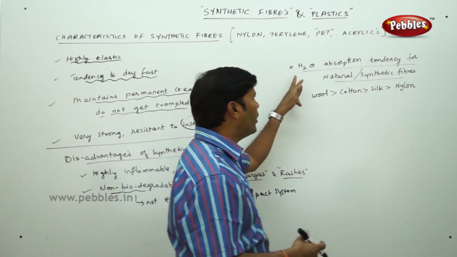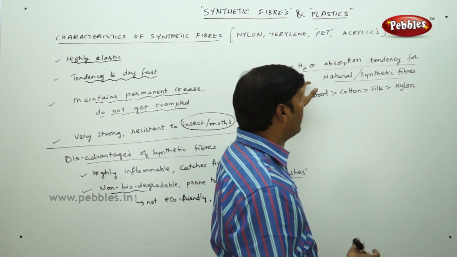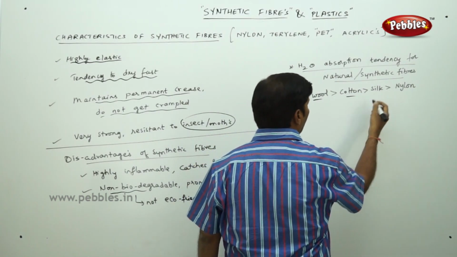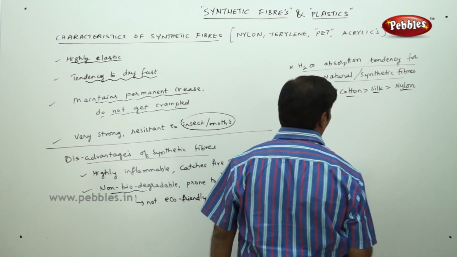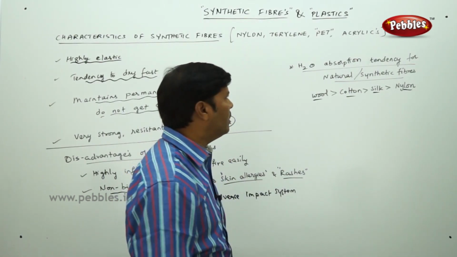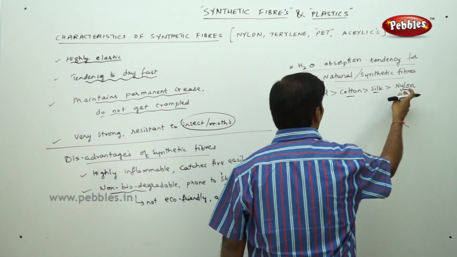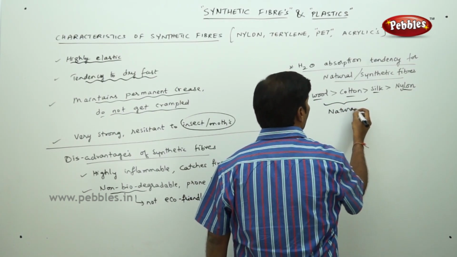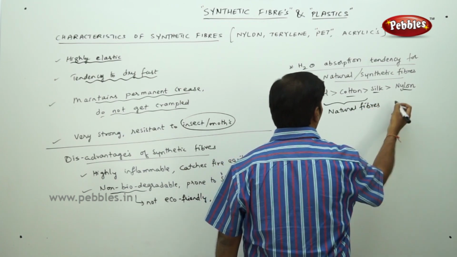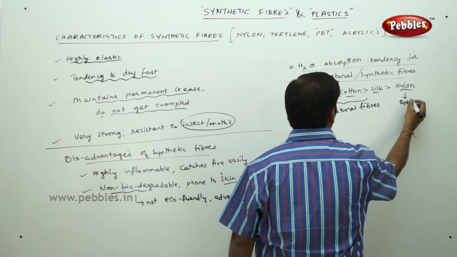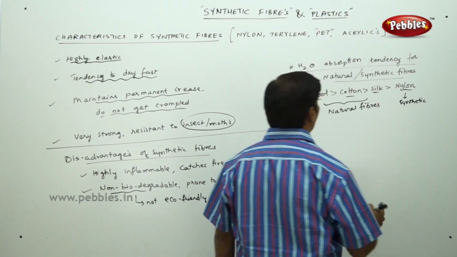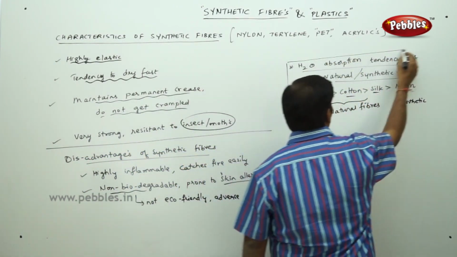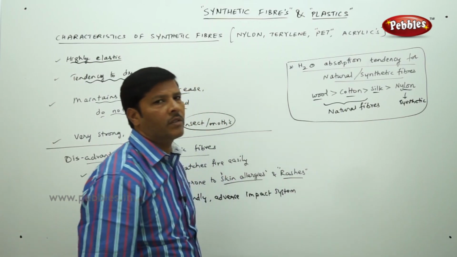One point we have to note is the water absorbing tendency of natural and synthetic fibers. For example, wool is natural, cotton is natural, silk is natural, but nylon is an artificial fiber, so that is a synthetic fiber. Synthetic fibers have the least absorbing tendency, while natural fibers have high water absorption tendency. Nylon is a synthetic fiber, and it has the least absorption tendency. Please make a note of this, as it is part of the general characteristics of synthetic fibers.